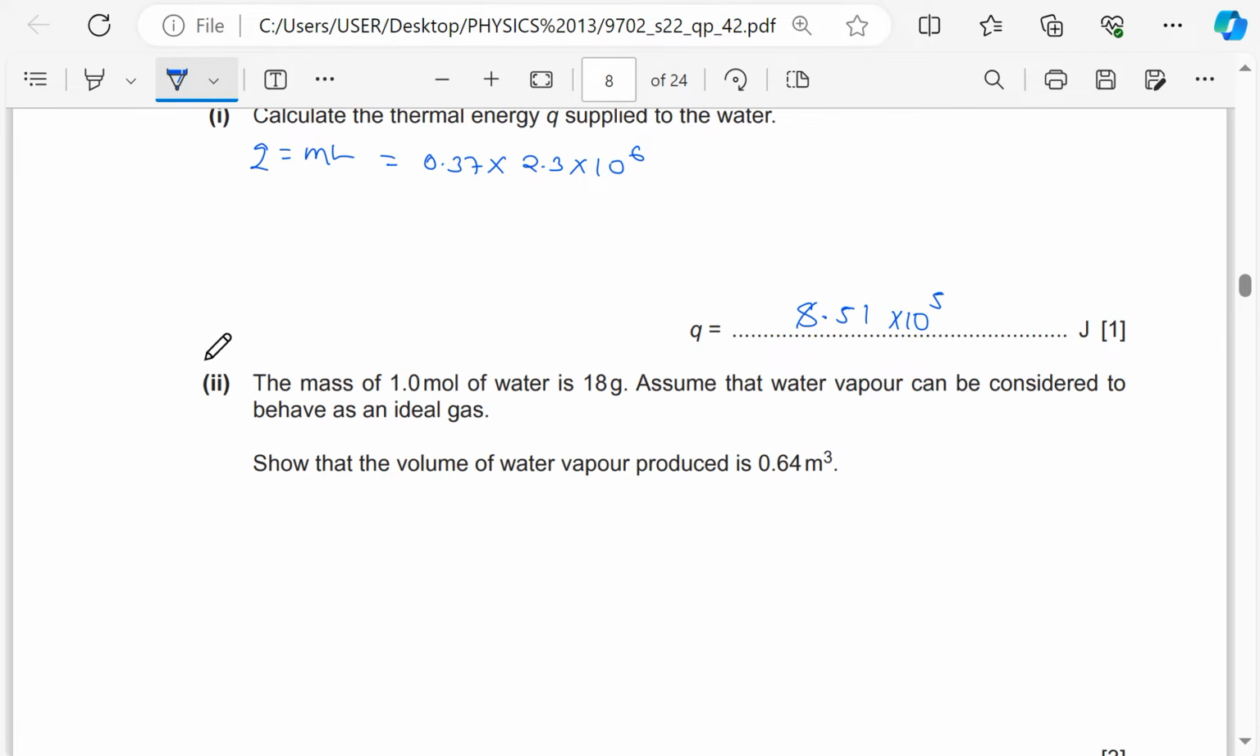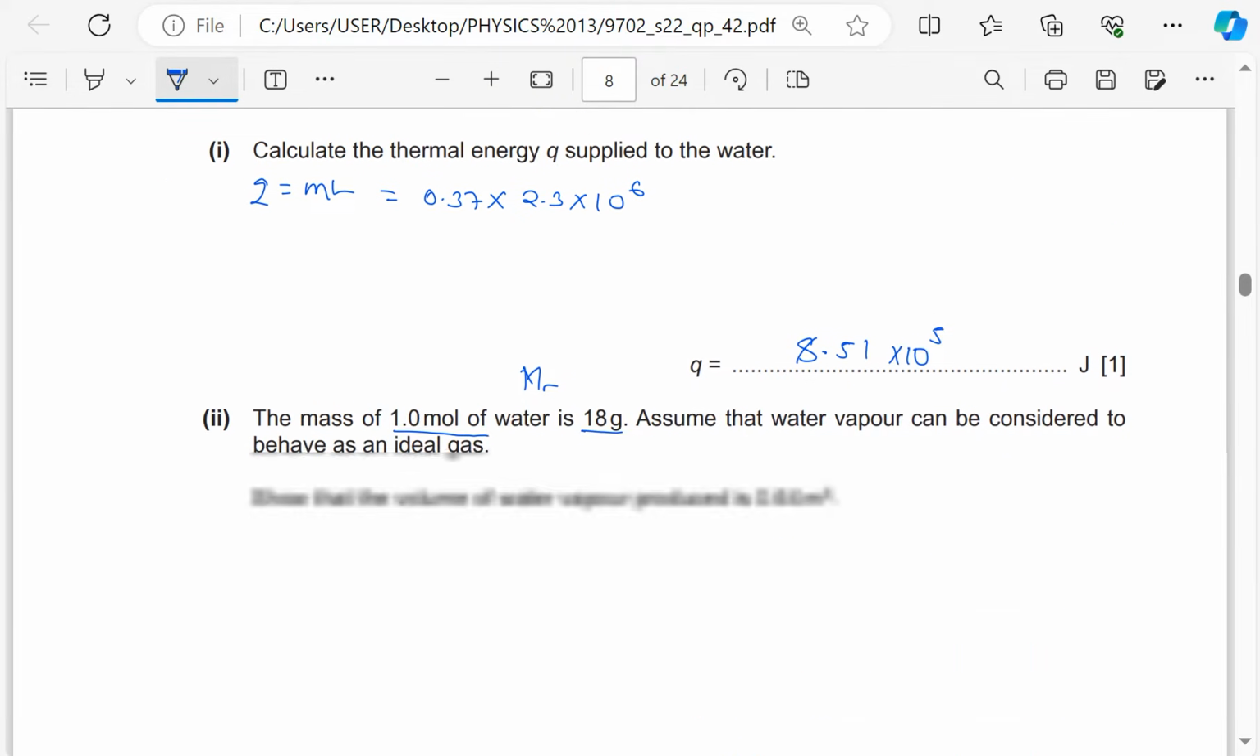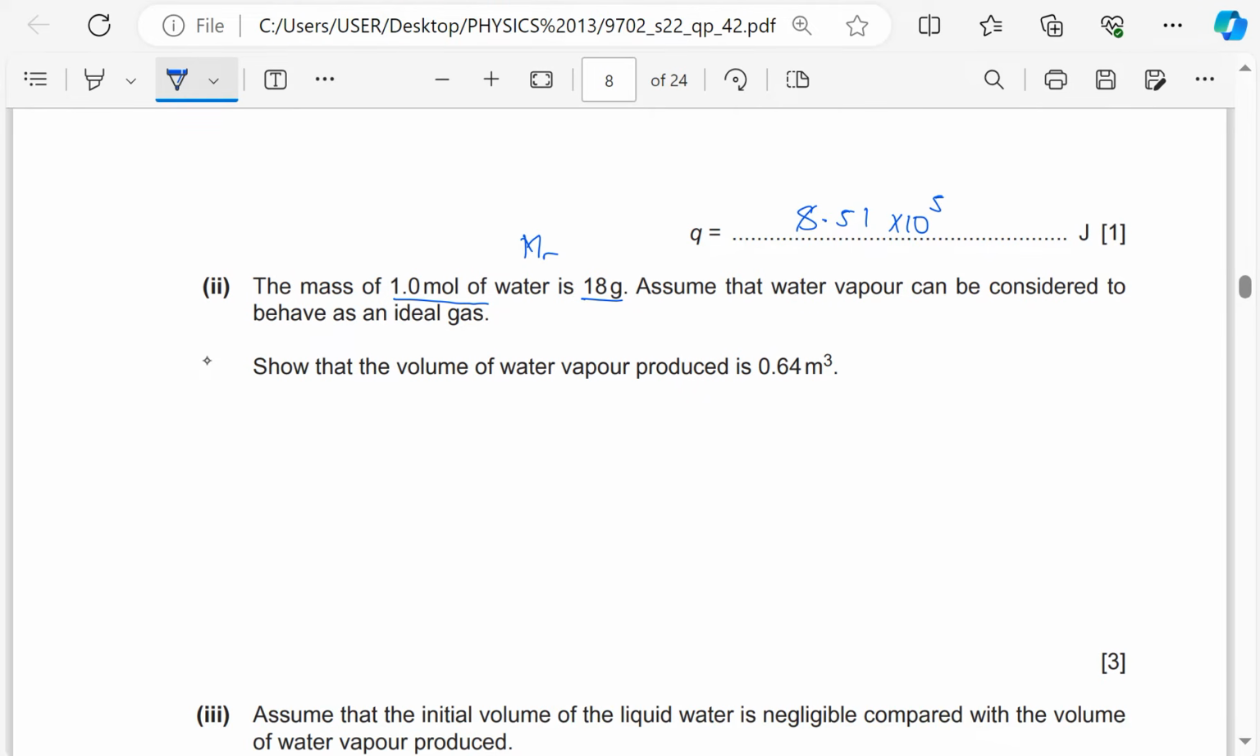Then the mass of 1 mole of water is 18 grams. So this is the molar mass. I'll call it capital M subscript r, that is the molar mass. And they had already given us the mass, small m, of water. Assume that water vapor can be considered to behave as an ideal gas. Show that the volume of water vapor produced is 0.68. So we know that for an ideal gas, PV is equal to nRT. But I want you to note that the number of moles is equal to the mass divided by the molar mass.